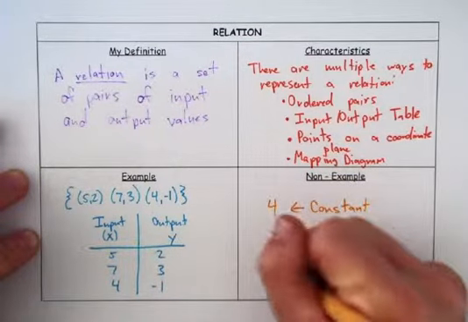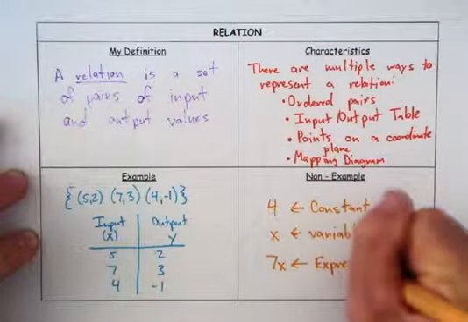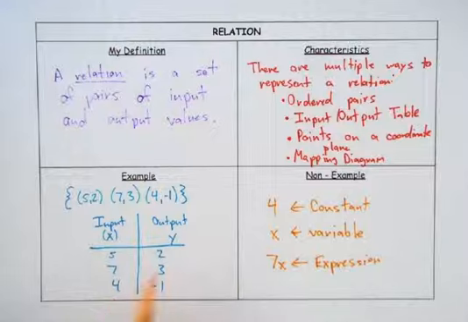What if we had 7x? Well, that's an expression. An expression is not a relation. A relation is a set of pairs of input and output values. You have some that go in and you have something that comes out as a result. Okay? So we're going to start with that.